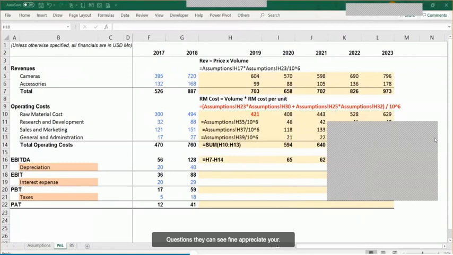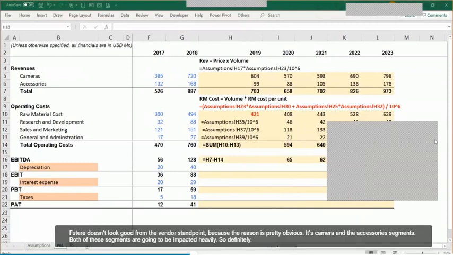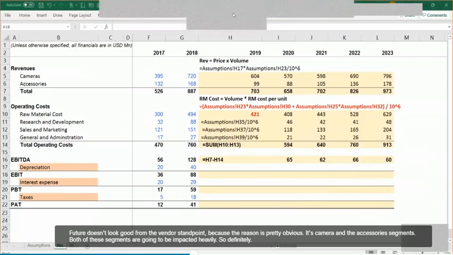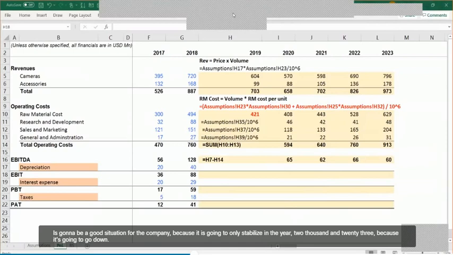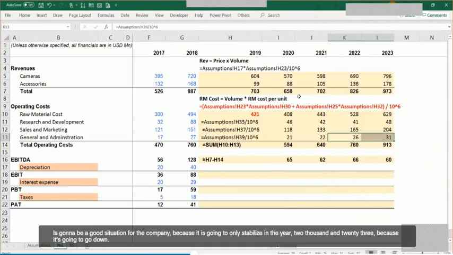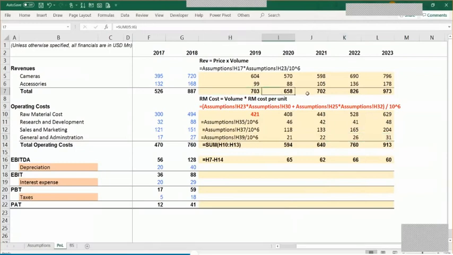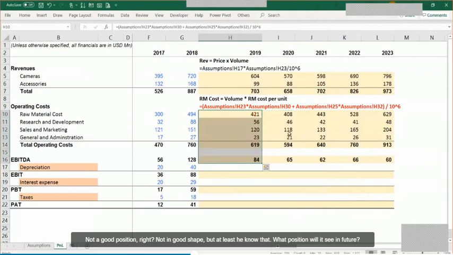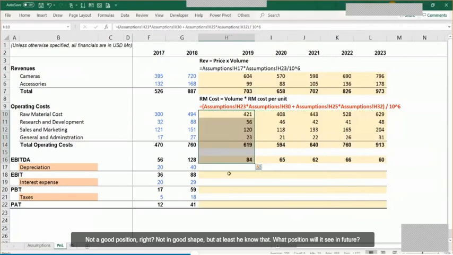Abhishek, to your point, yes, the company's future doesn't look good from the EBITDA standpoint because the reason is pretty obvious. It's the camera and the accessory segments. Both of these segments are going to be impacted heavily. So that definitely is going to be a grim situation for the company, because it is only going to stabilize in the year 2022 or 23, because it's going to go down. Look at the sales, it's going to go down, right? That's why you see that it is not a good position right now. It's not in good shape. But at least we know what position it will see in future. So that's what it reflects.